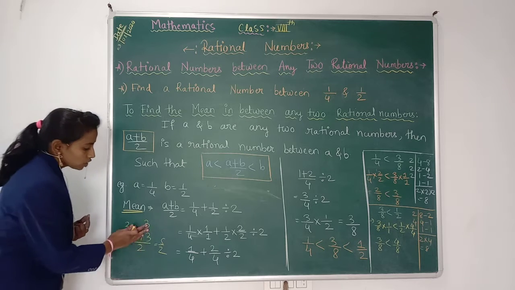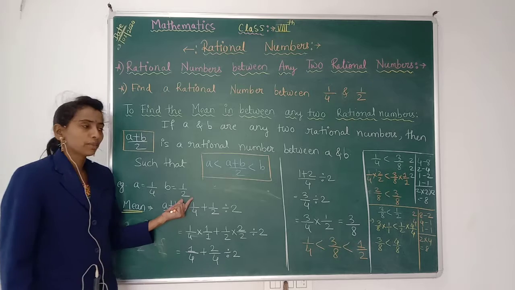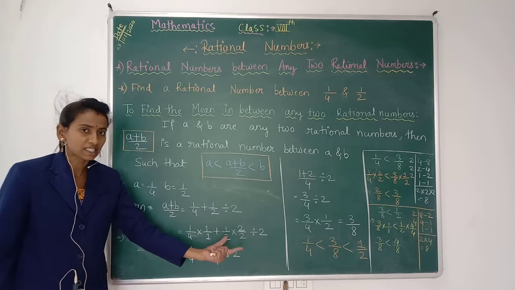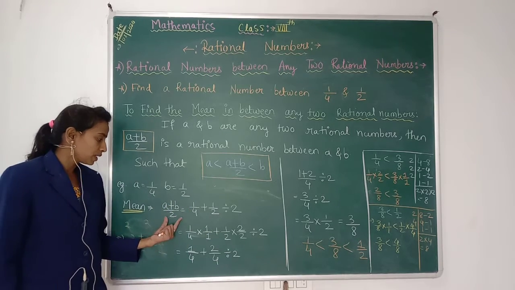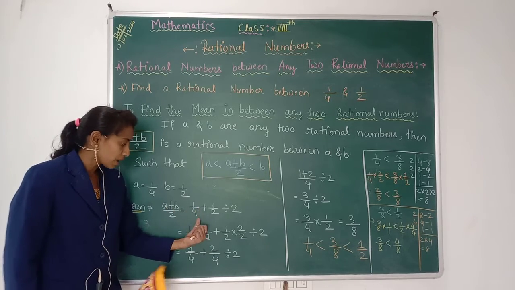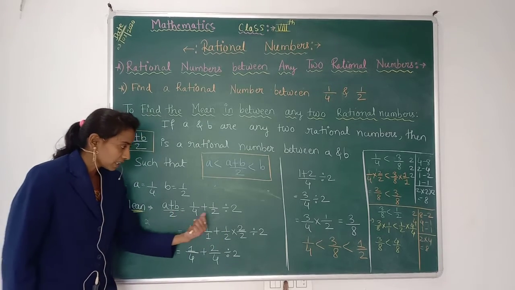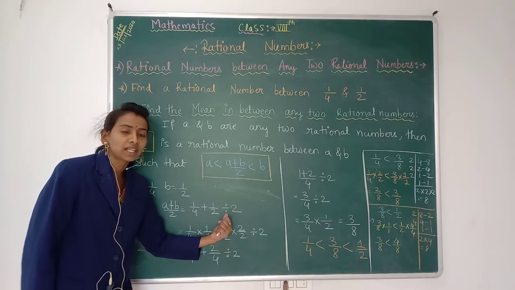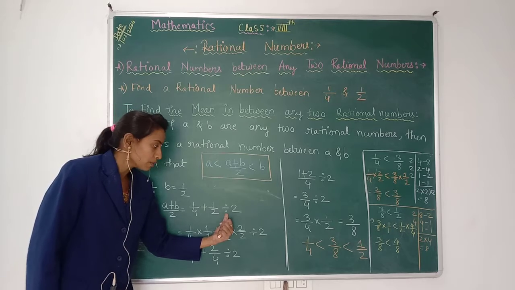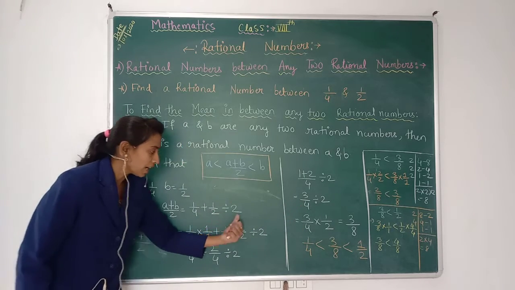Okay students. So we are finding only one rational number in between 1 by 4 and 1 by 2. So A plus B divided by 2 we are finding. Put the A and B values. A is 1 by 4 plus B is 1 by 2, divided by 2. See, I am writing with symbols like this so it becomes easy to do the calculation.